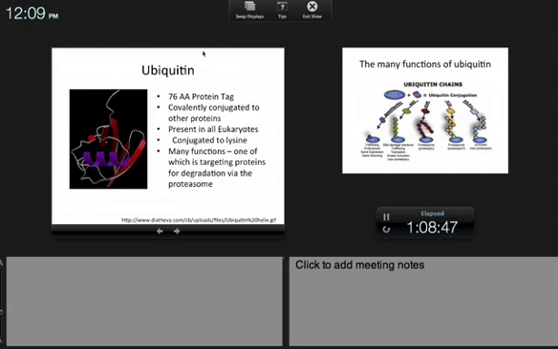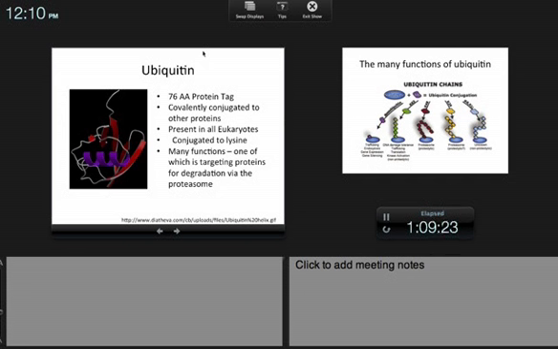What's ubiquitinated? Well, ubiquitin is the best protein ever. Just write that on the exam. Best protein ever. No, so ubiquitin is a small protein, and it's covalently added to other proteins. So it's a post-translational modification, added to a protein, and it is conjugated to a lysine. Specifically, it's added to a lysine on a protein, and it does many things.